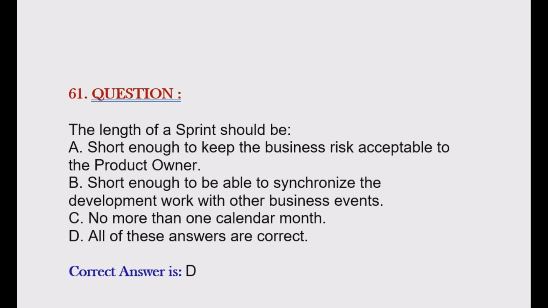Question is, the length of a sprint should be option A, short enough to keep the business risk acceptable to the product owner. Option B, short enough to be able to synchronize the development work with other business events. Option C, no more than 1 calendar month. Option D, all of these answers are correct. Correct answer is option D.